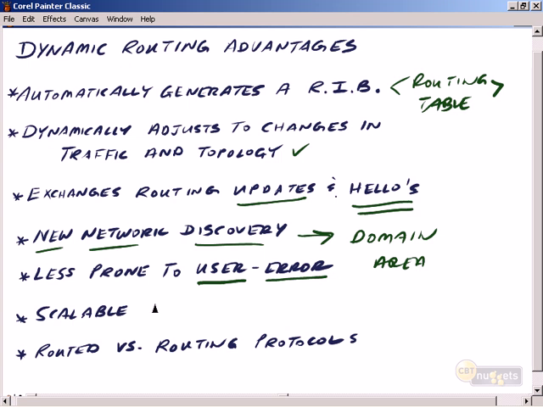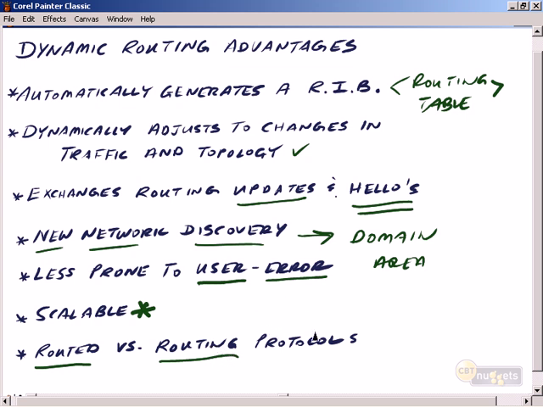If you're dealing with dozens or hundreds or even up to thousands of routers, you simply have to use a dynamic routing protocol. Now, there's one other thing I want to mention here, and that is the difference between a routed protocol and a routing protocol. The routed protocol is any network protocol that offers up information in the network layer to allow a packet to be forwarded from one host to another host.